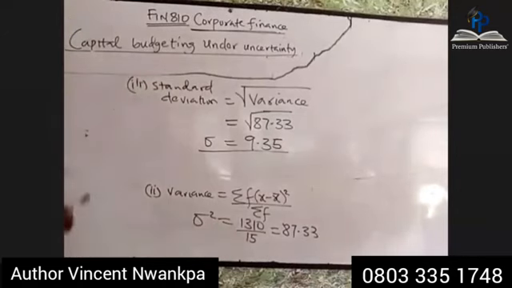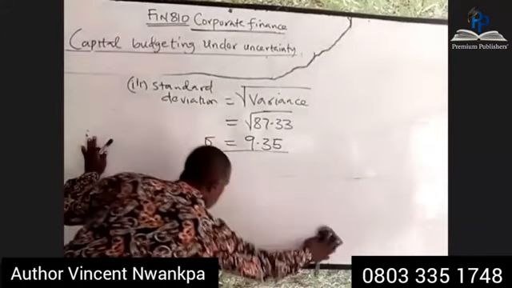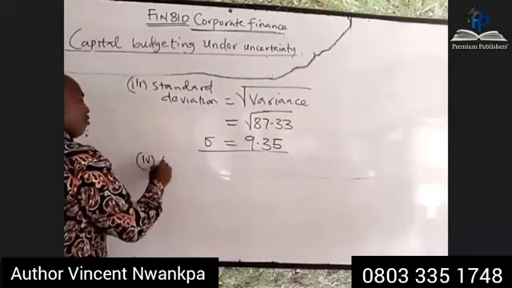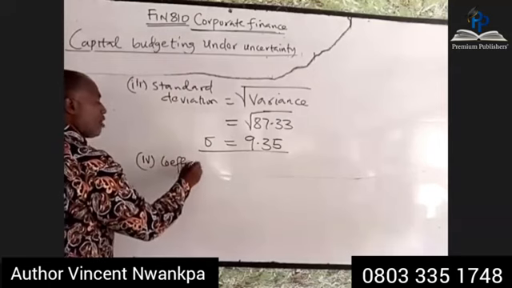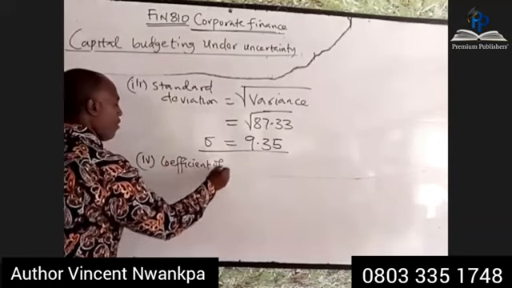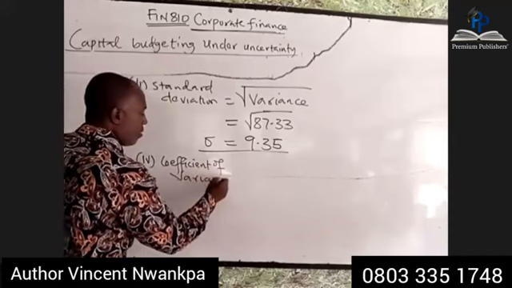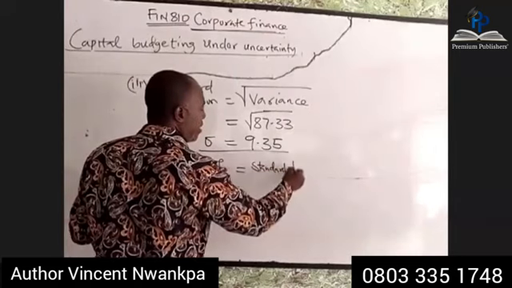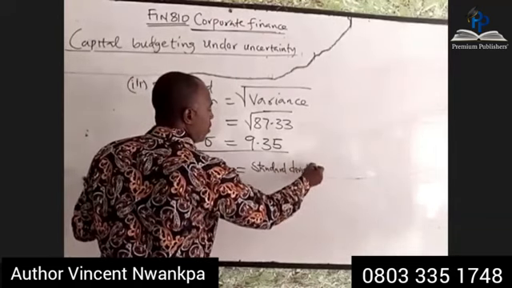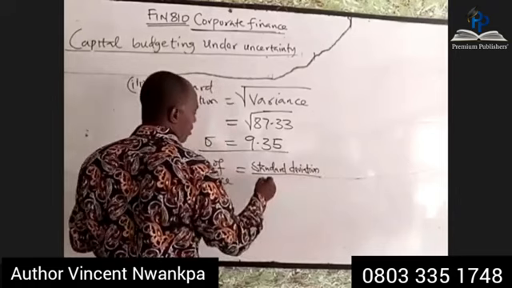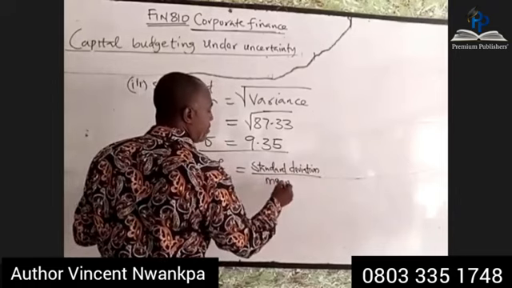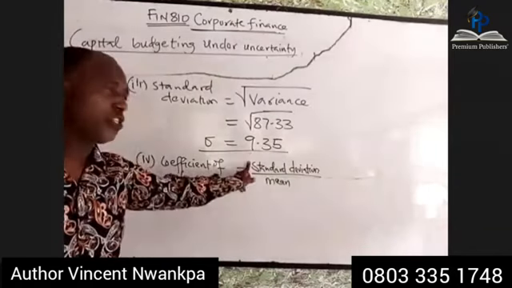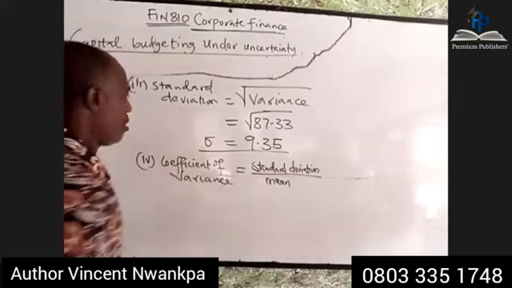And the final question there is a coefficient of what? Variance. Coefficient of variance. Coefficient of variance is defined as standard deviation all over mean. Our mean here is the expected value. So our standard deviation all over the expected value, which is the mean, will give us what we're looking for.